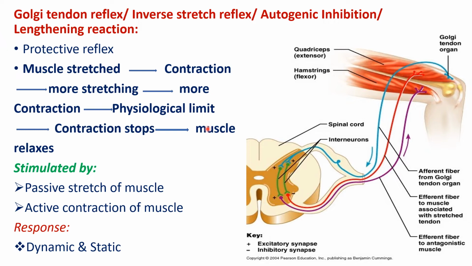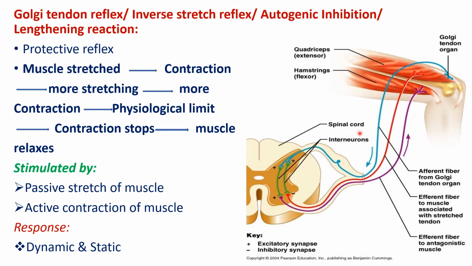Because it is opposite to the stretch reflex, it is also known as the inverse stretch reflex, and it is controlled at the local level of the muscle, that is, the sensory receptor present in the muscle itself controls it locally. So it is called autogenic inhibition, the muscle controlling itself. And because the muscle lengthens slightly when it relaxes, it is also known as the lengthening reaction.